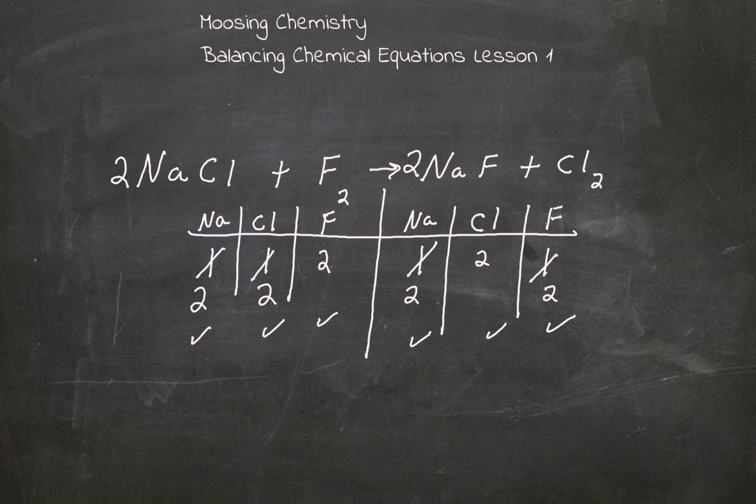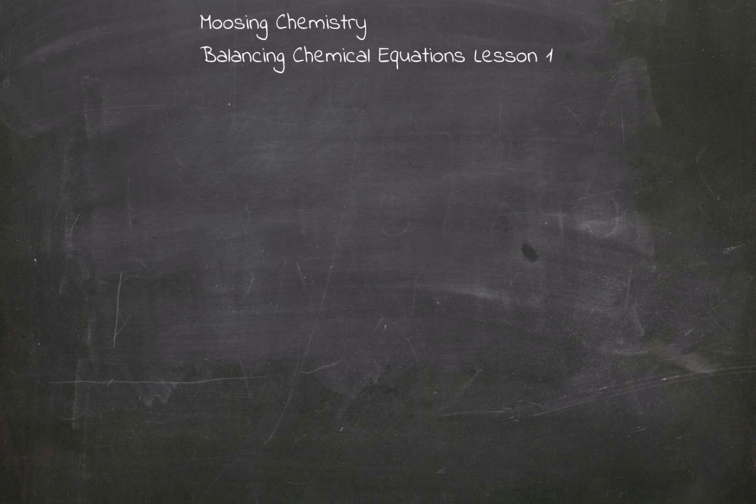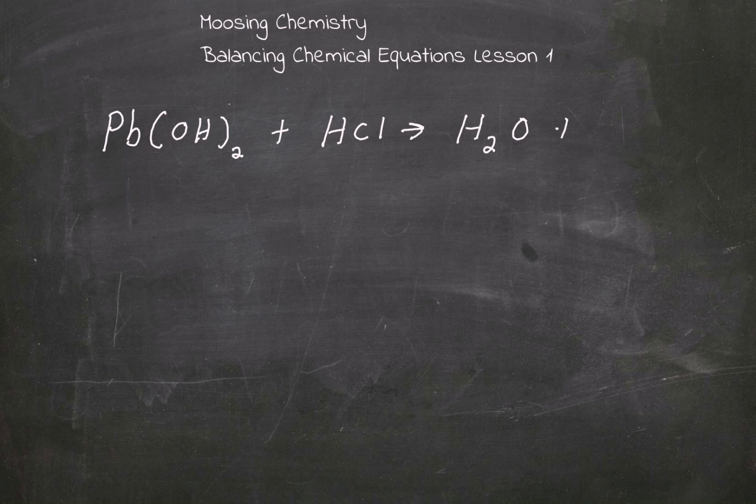Let's try something a little bit more complicated. So let's clear this drawing. This time we're going to have a polyatomic ion in our equation. And so we're going to set one up, and we'll call it PbOH2 plus HCl yields H2O plus PbCl2. Now, in this situation, we're going to again set up a table.